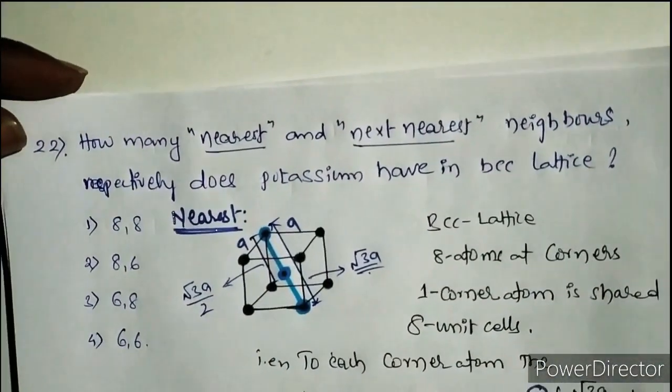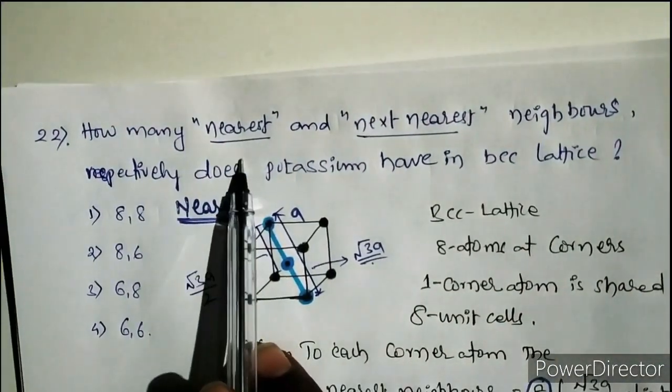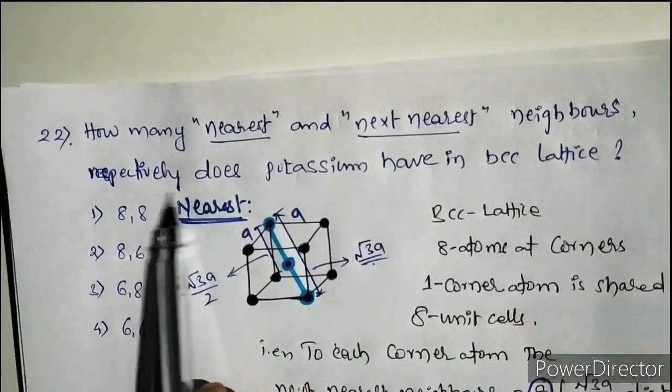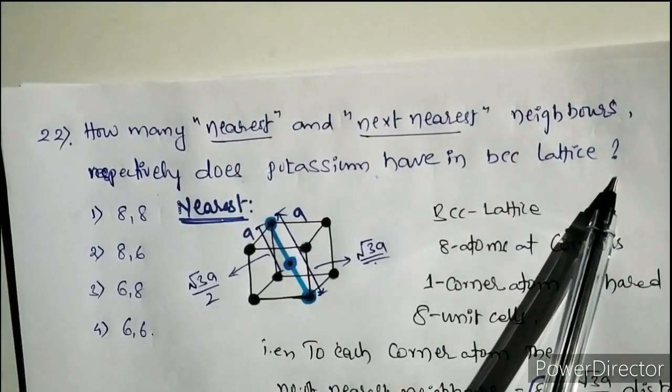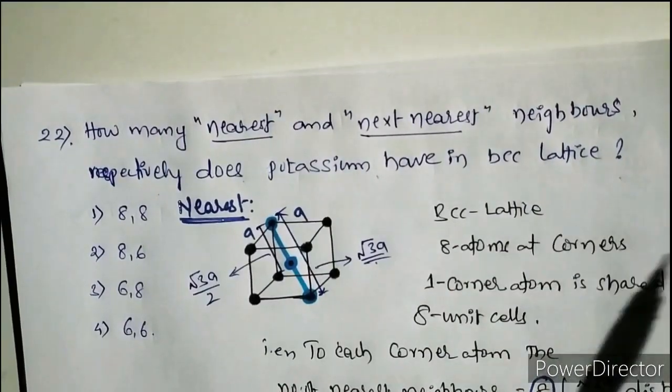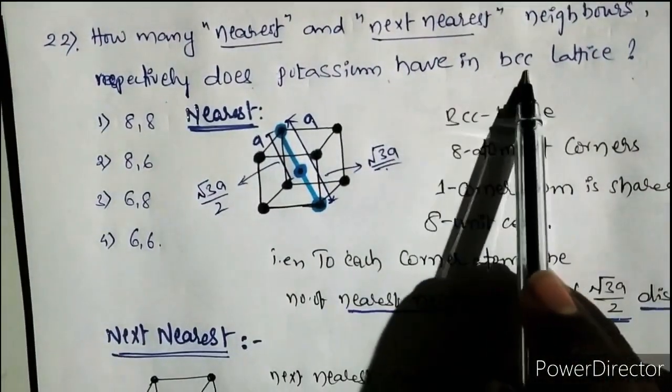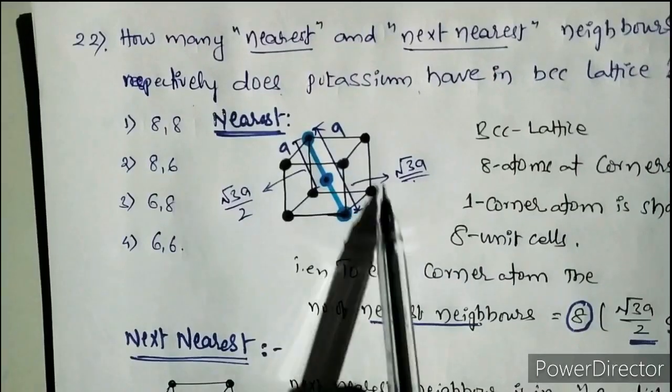Very important model this is. How many nearest and next to nearest neighbors respectively does potassium have in BCC structure? Nearest and next to nearest you have to find. So about BCC they are talking about. I have drawn a BCC lattice structure.